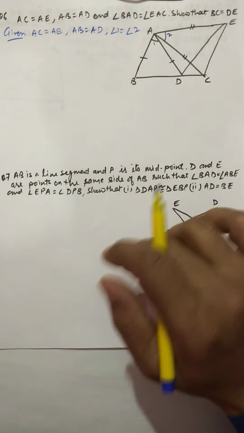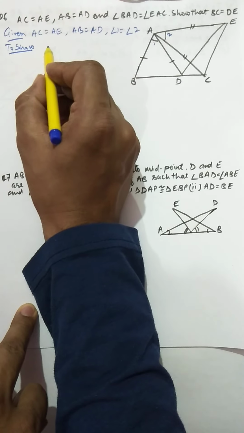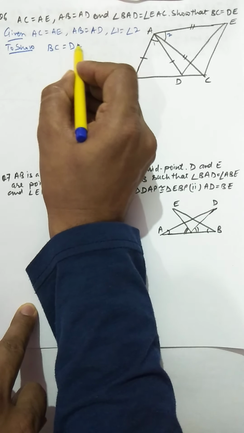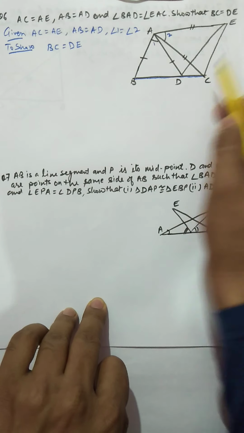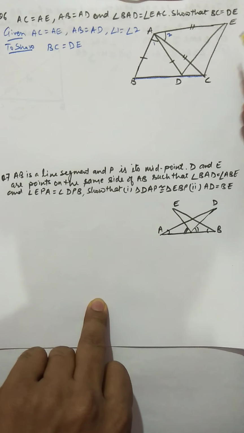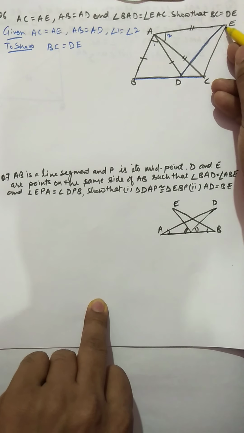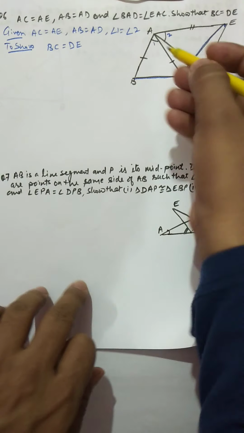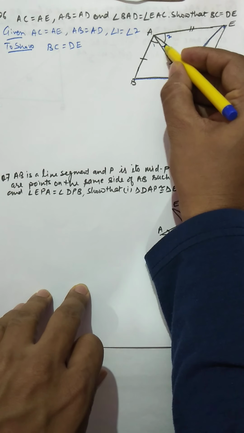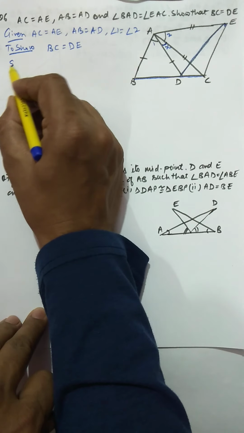So next we have to write what to show, and to show is that BC is equal to DE. This is your BC and this is your DE. You have to show that these two sides are equal. Now let's say this angle is X.